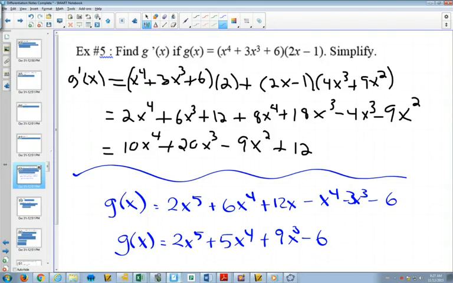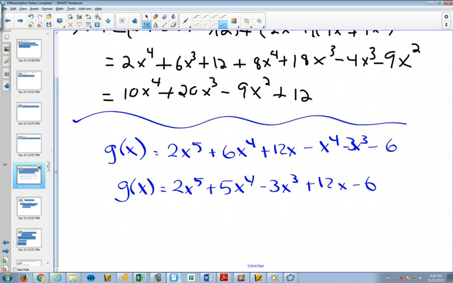Whoa, did I mix? I mixed up. Here we go. 6x cubed minus 3x cubed. It's 12x minus 6. Perfect. So multiplied everything, combine our like terms.